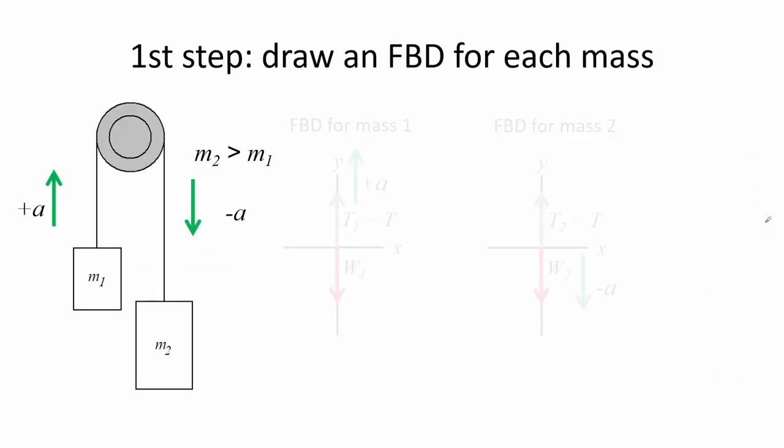The first step is we draw an FBD for each mass. For m1 we see that the presence of the rope produces a tension, which is also the same for mass 2. Note that the weight of mass 1 and mass 2 are both pulling the rope, so they are in the opposite direction as the tension.